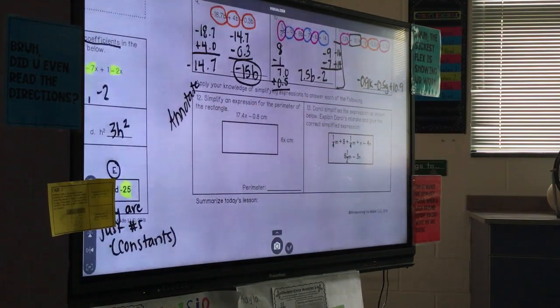Try 17.4 plus 6x. 17.4x plus 6x. You can't combine them. We're still doing combining right now, right? Plus negative 8.